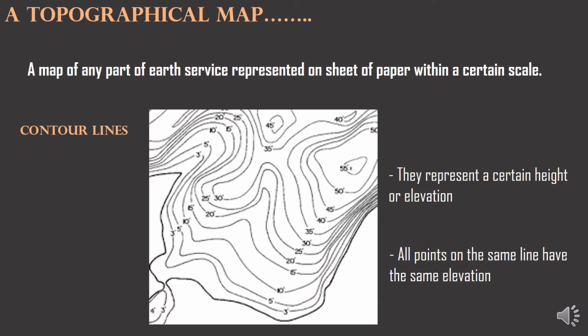At the beginning, I'm quite sure that we all know what a topographical map is and how we represent any site on Earth on a piece of paper with a certain scale. The most important thing for us is the contour line. As well seen in this sketch, contour lines represent a certain height or elevation, and all points on the same line have the same elevation.